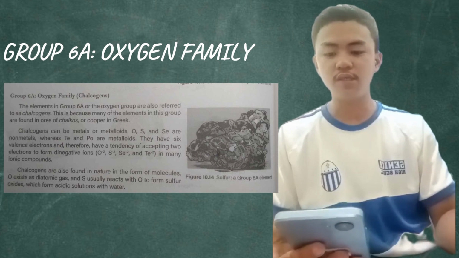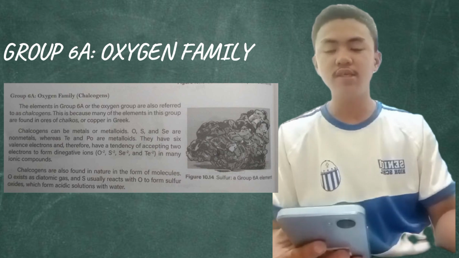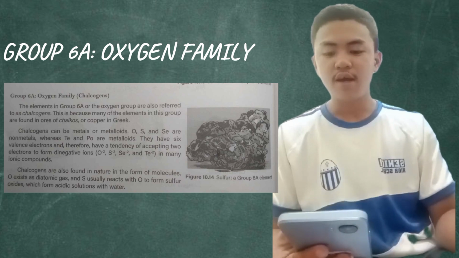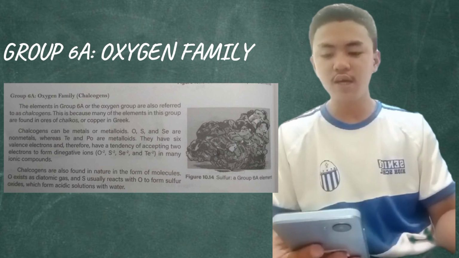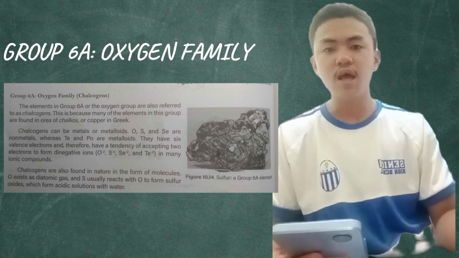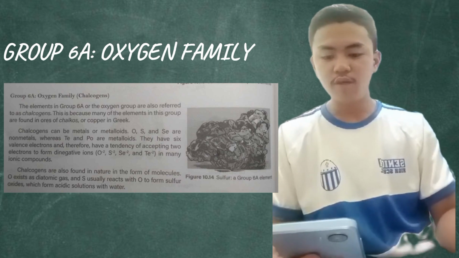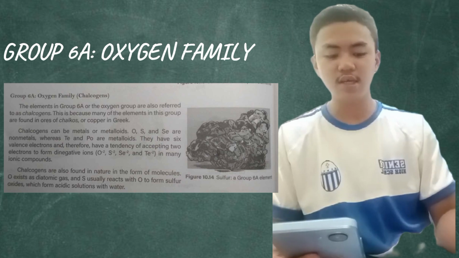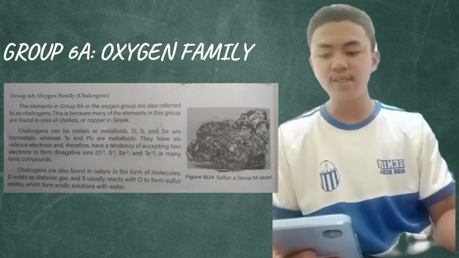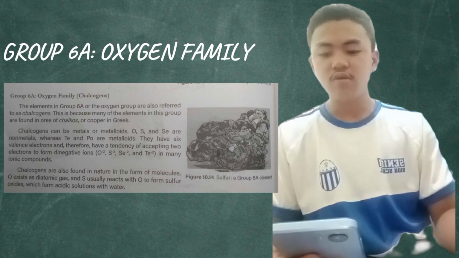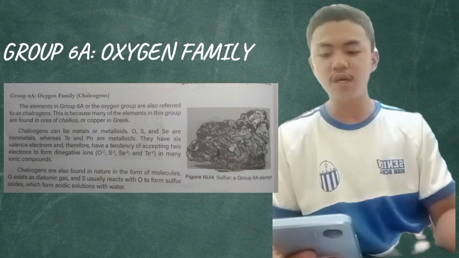So according to group 6A oxygen family, so ang elements sa group 6A kay nag-referred siya as chalcogen. Tas kaning chalcogen kay mo siya ang metal or metalloids. So kani si oxygen, sulfur o selenium is mo na siya mga non-metal. So whereas si tellurium o si polonium is mo na siya mga metalloids. So na siya 6 valence electrons. So tas na siya tendency na maka-accept siya og 2 electrons or maka-form sa negative and many ionic compounds.